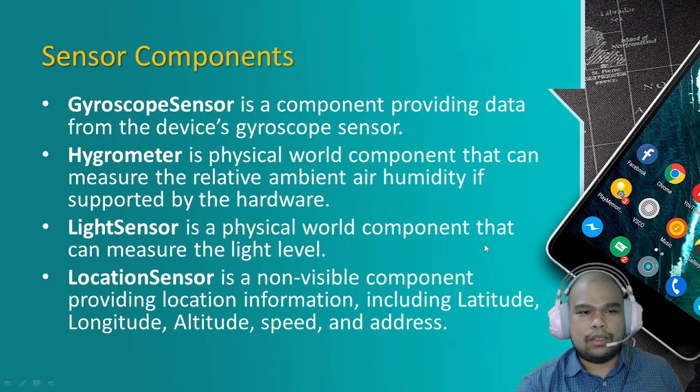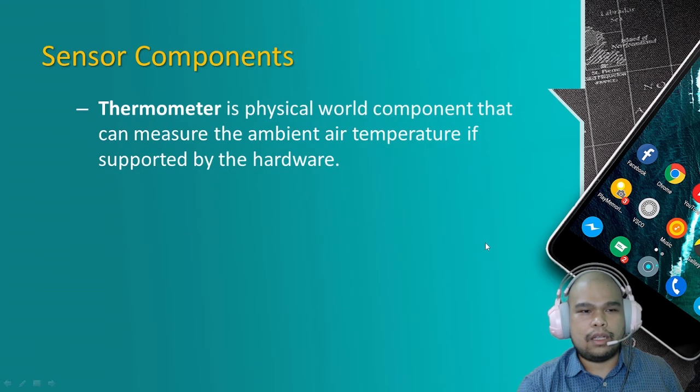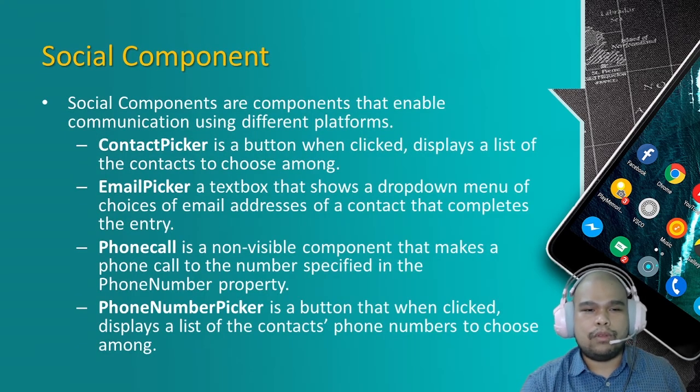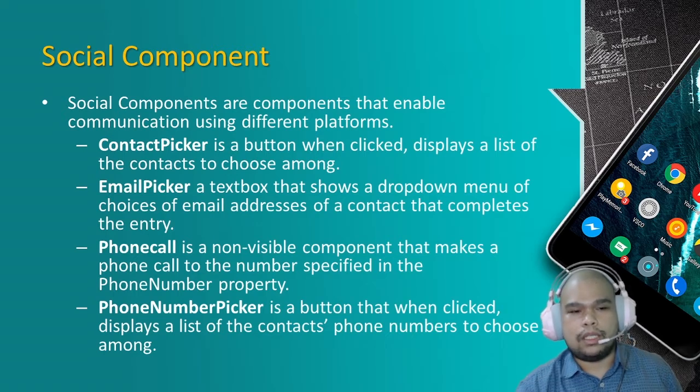Okay? So, let's proceed, no? After yung sensors natin, we have your social components. So social components are components that enable communication using different platforms. So you have your contact picker is a button when dialed displays a list of the contacts to choose among. So email picker, a text box that shows a drop-down menu of choices of email address of a contact that completes the entry.